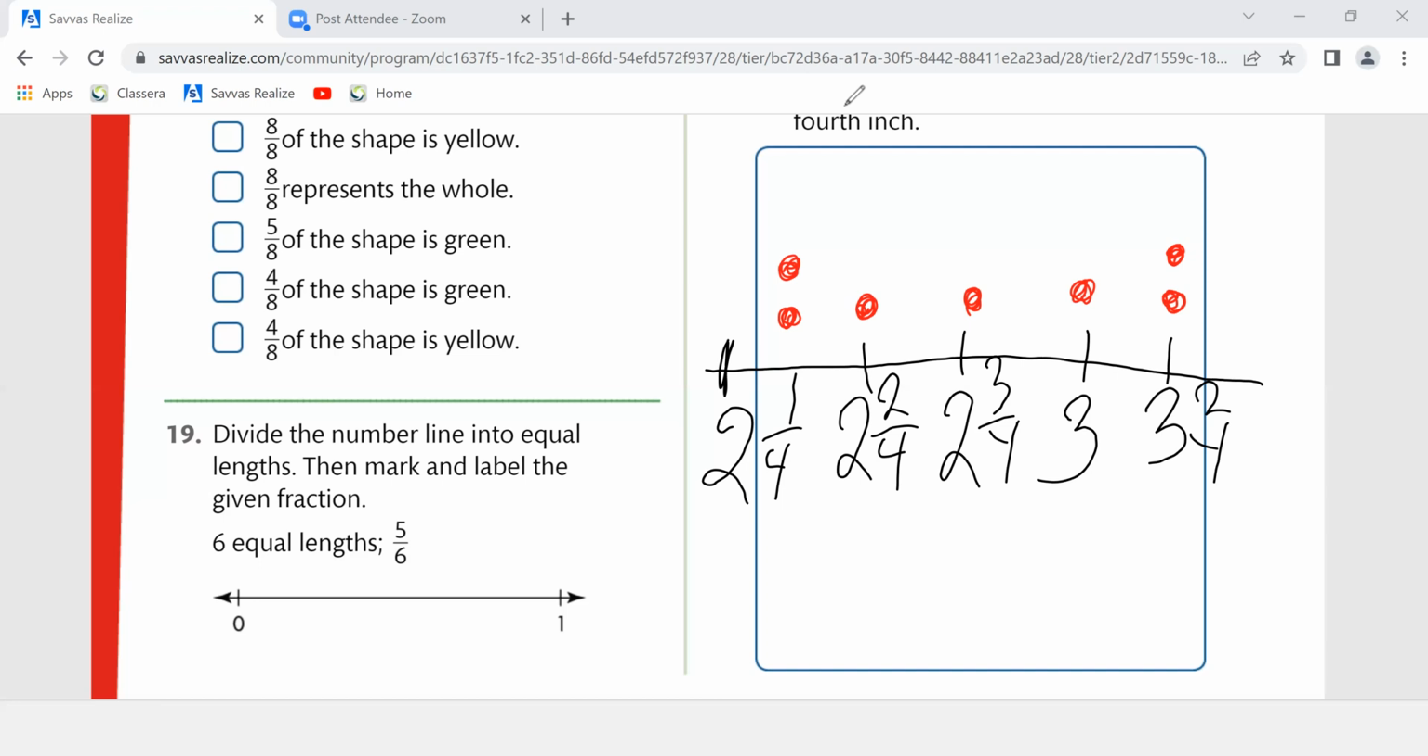Mohammed, finished? Did you put the dots? Sure? Okay, 2 and 1 out of 4. Where are your dots? Here. 2 dots. Where are they?